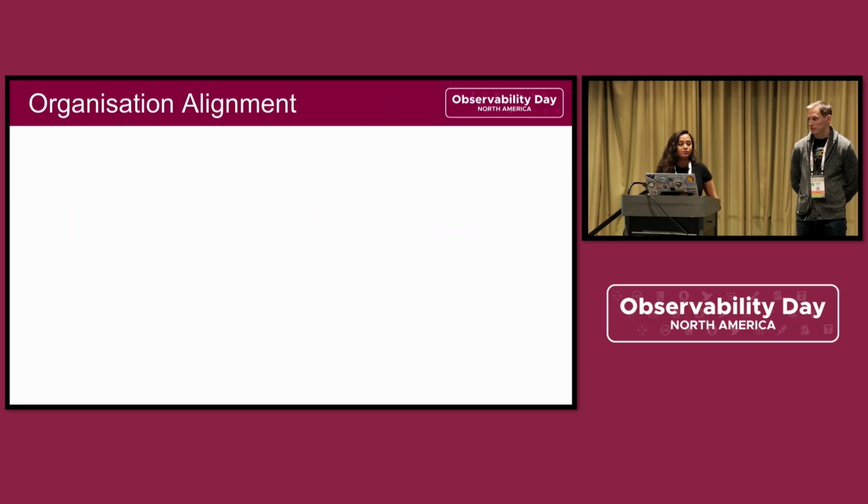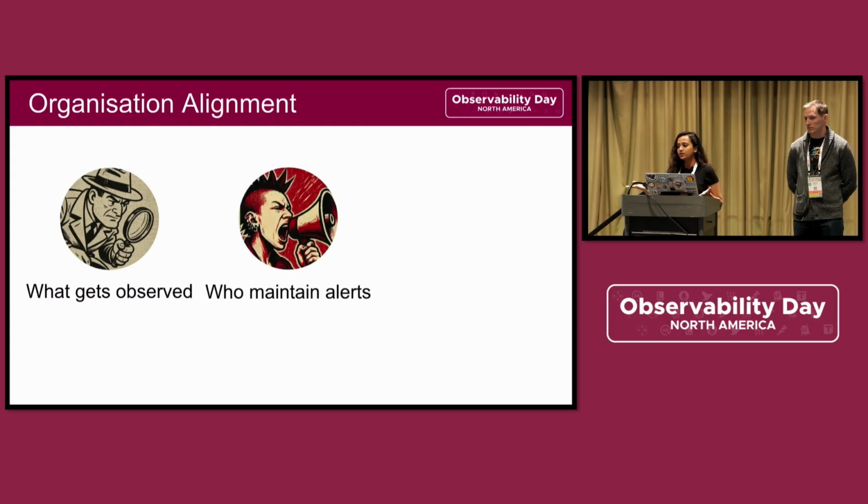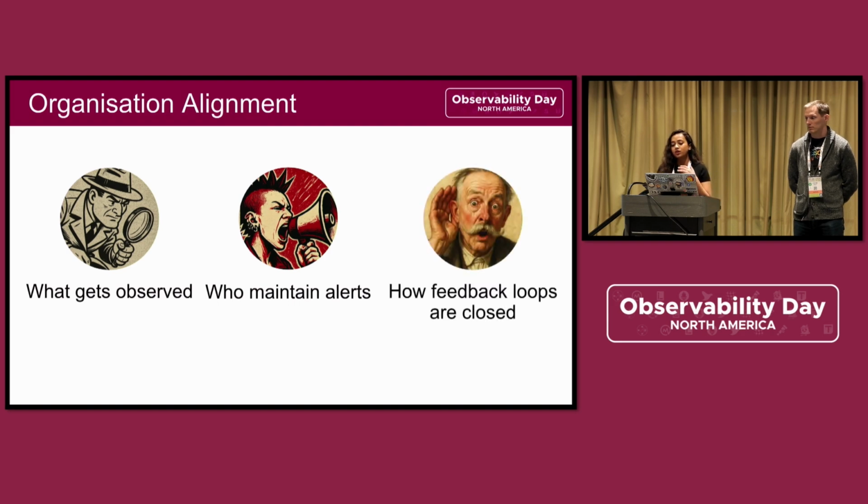And then again, we come back to the same thing, that there needs to be organizational alignment. So very high-functioning, high-performing teams have three things defined: what gets observed, who maintains the alerts, and how feedback loops are closed. So again, if you don't have ownership, that is equal to blind spots.